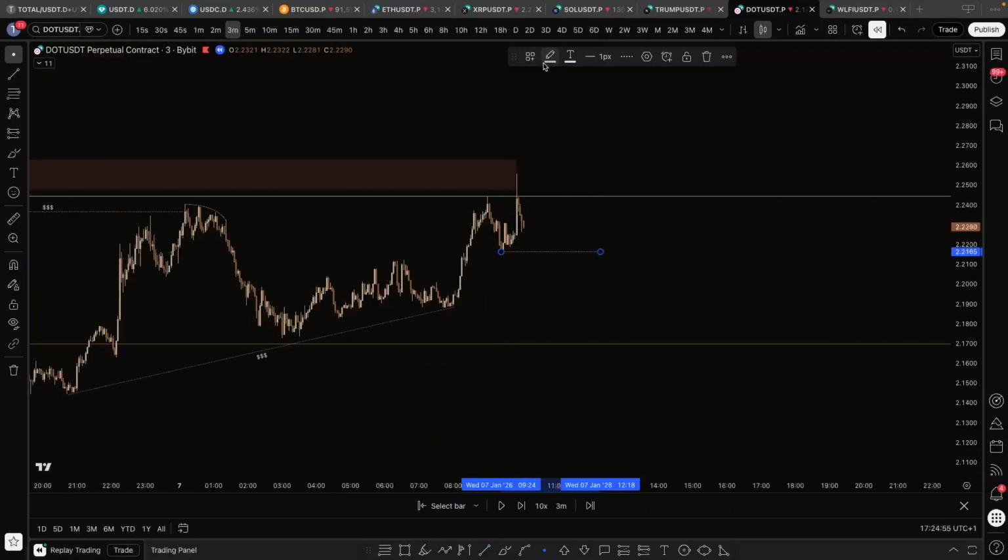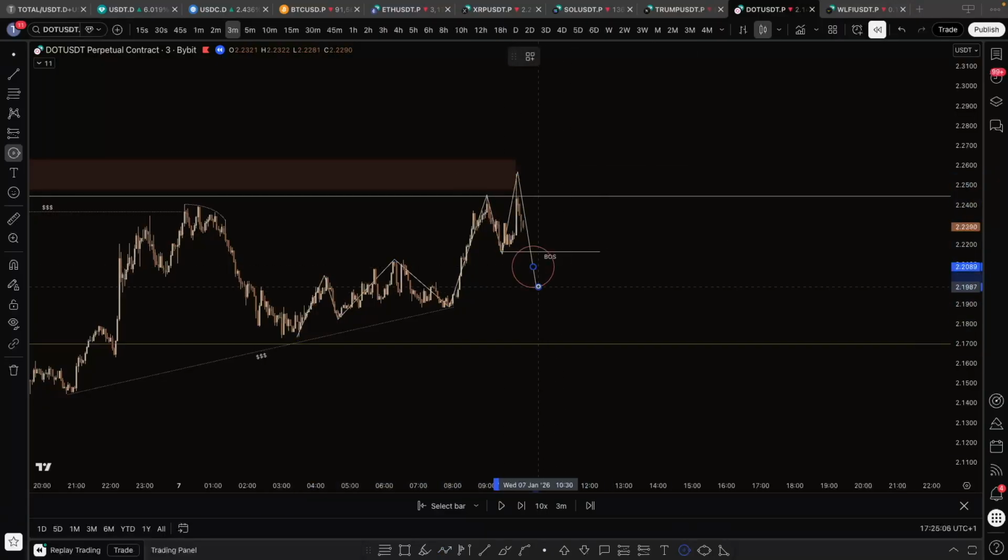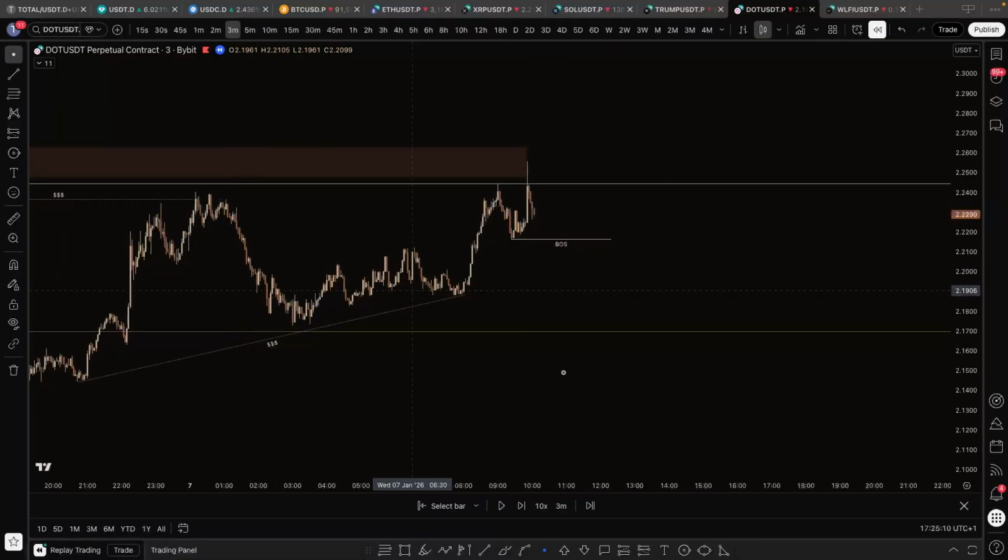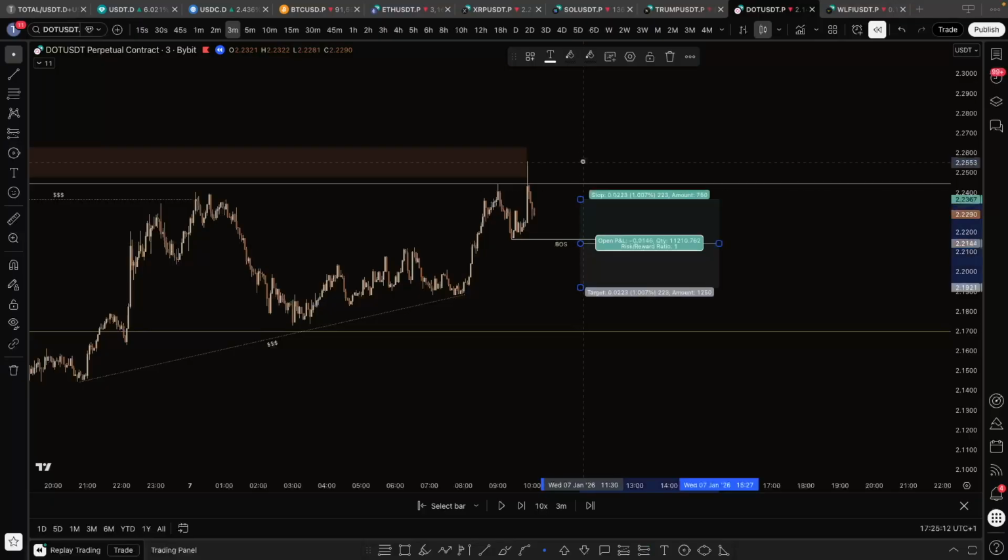So here you have your structure break. Why is it your structure break? Because you have higher lows, higher highs. Boom, break this. The model is confirmed. So here's your entry gonna be. So when you see that happening, you have your short position here.